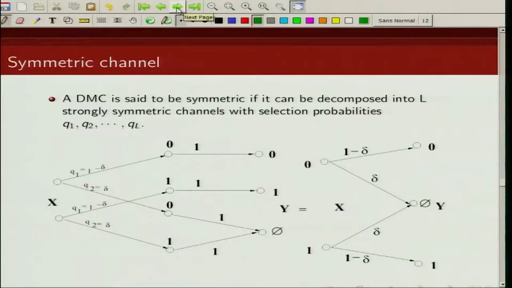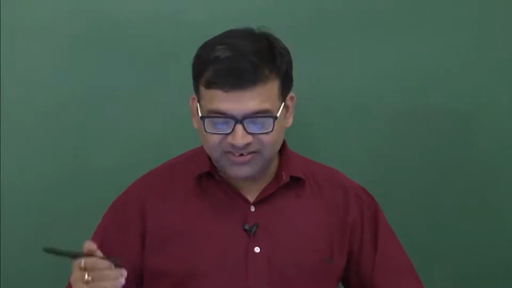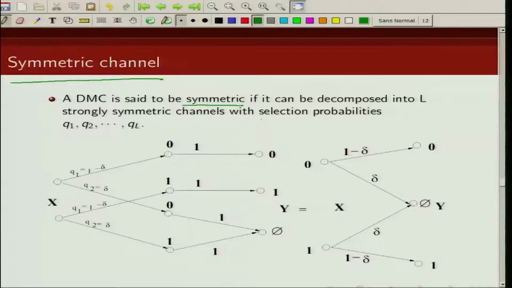Now we are going to talk about a class of channels which can be decomposed into strongly symmetric channels. This we call a symmetric channel. A discrete memoryless channel is said to be symmetric if it can be decomposed into L strongly symmetric channels with selection probabilities given by Q1, Q2, Q3, up to QL.